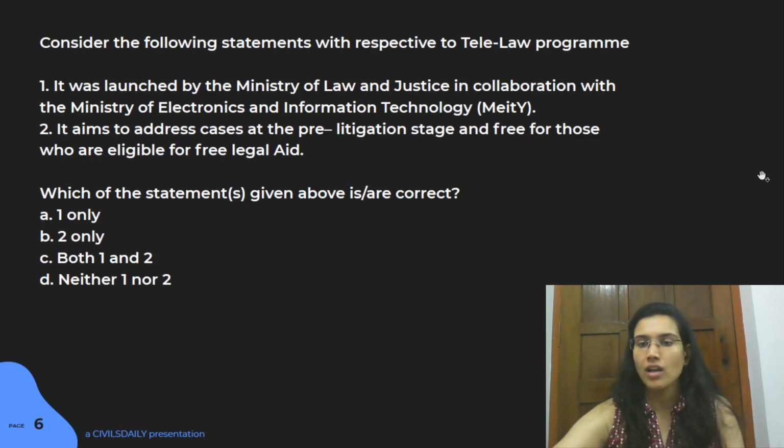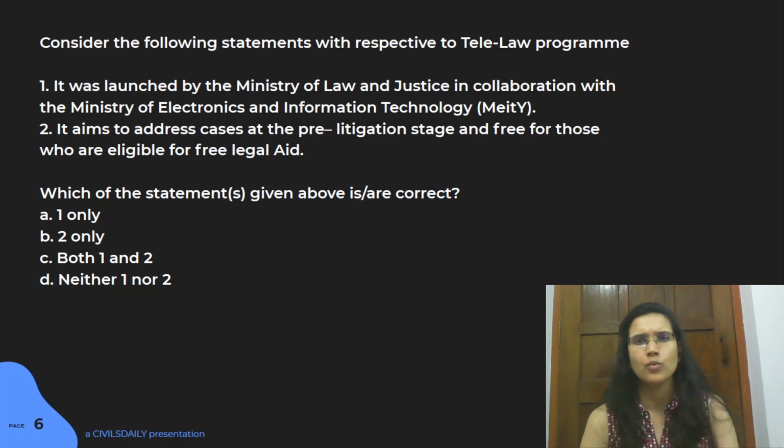And finally, we have the last question of the day, which is related to Tele-Law program. It is a program of the government and related to your polity aspect. So one of the scheme, that is why I put it here. Now, the first statement here is that it is launched by Ministry of Law and Justice in collaboration with Ministry of Electronics and Information Technology. And second is it addresses cases at pre-litigation stage and free for those who are eligible for free legal aid. Now, both the statements are correct here.